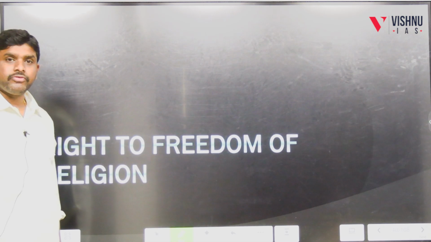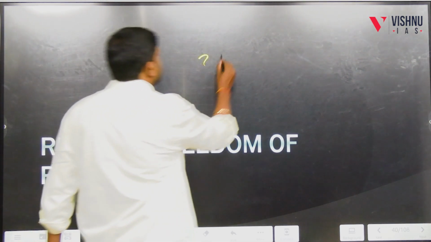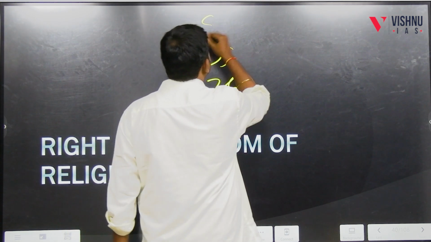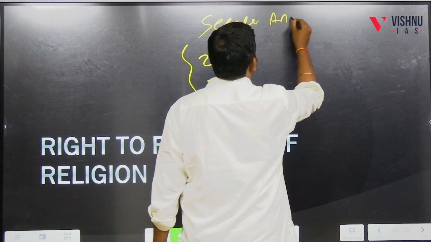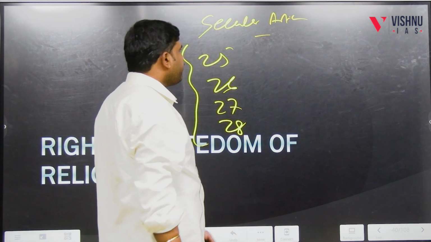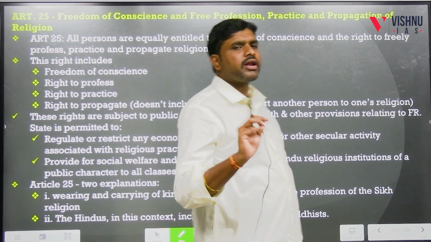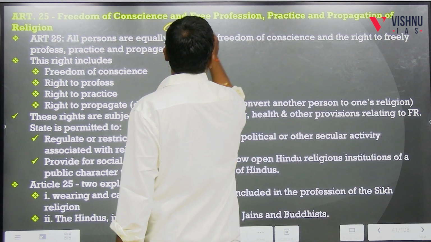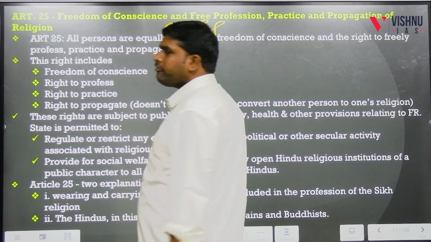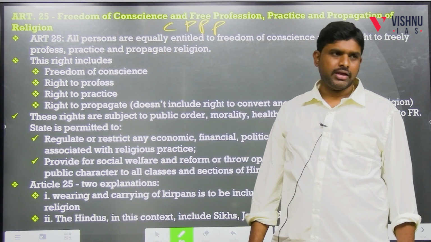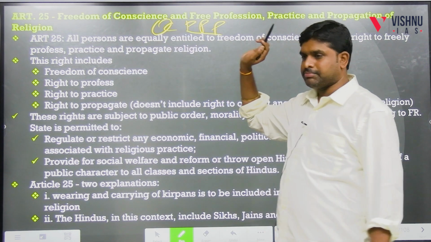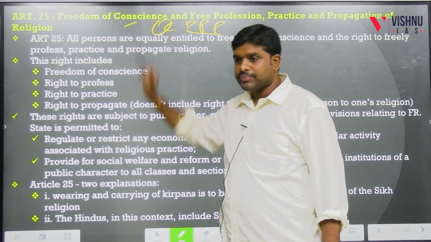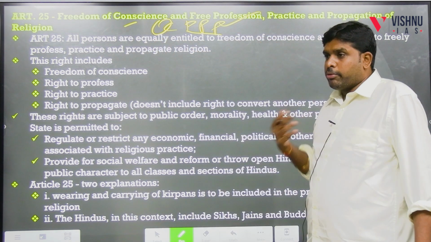Right to freedom of religion. Articles 25, 26, 27, 28 together are called the secular articles. Article 25, right to freedom of religion. So what is Article 25 telling us? Remember it like this: freedom of conscience, profession, practice and propagation of religion. CPPP, Central Government's Public-Private Partnership. C, freedom of conscience and free profession.